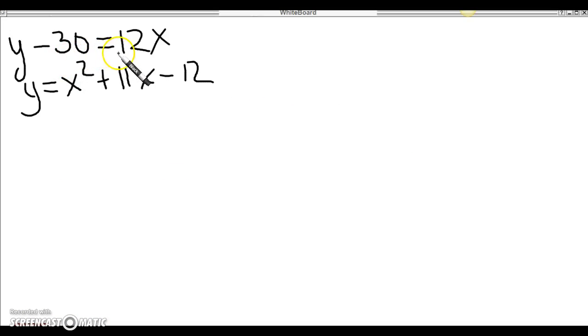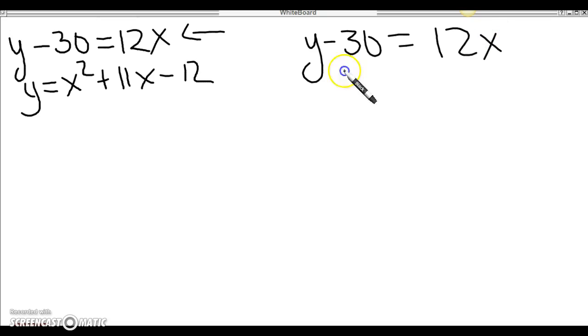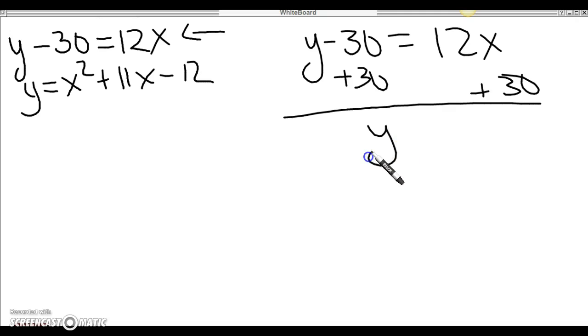So I have y minus 30 equals 12x, and y equals x squared plus 11x minus 12. Notice this one isn't like the first one. We don't have anything that the variable is equal to. So let's take this one and set it equal to y. So I have y minus 30 equals 12x. So I'm going to add 30 to both sides. And I get y equals 12x plus 30. So now they're both equal to y, so I can set them equal to each other.